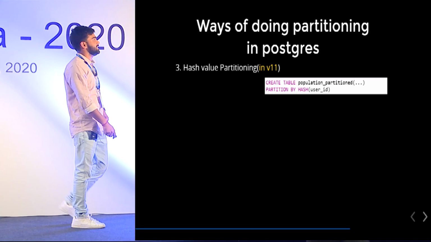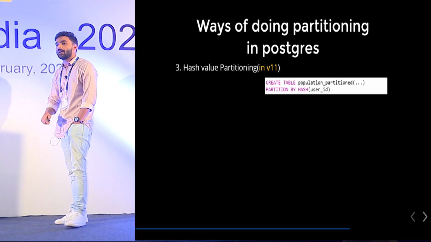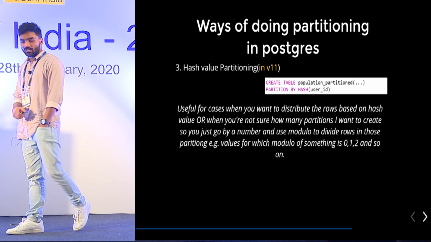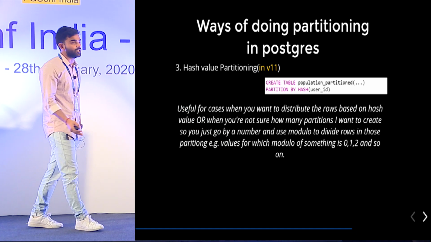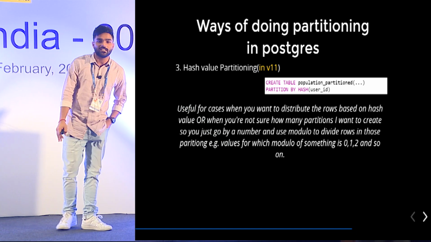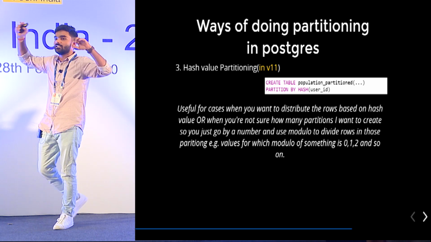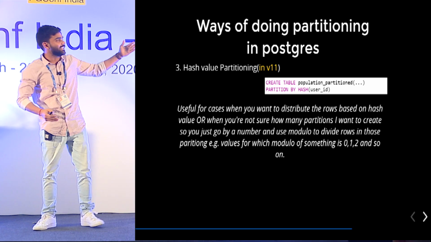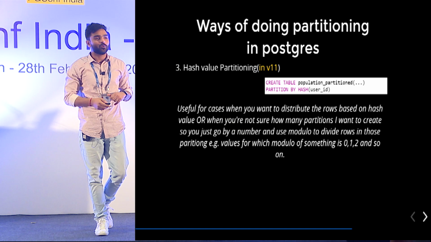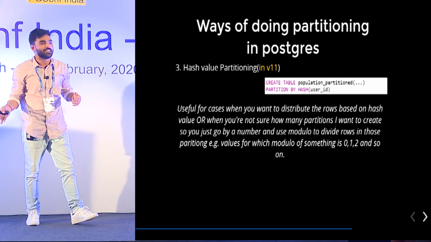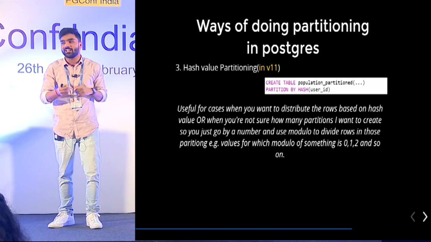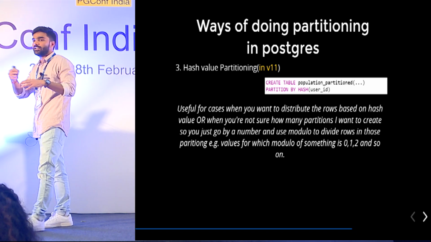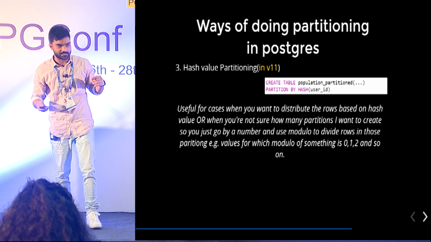Third and the most interesting is hash-based partitioning. Hash-based partitioning was introduced in Postgres 11. It is useful for the case where you do not have distinct values on which you can partition. So you just want to say, okay, I have a big table, I want to partition this into 4 tables, right? That is where hash-based partitioning comes in, where you can specify modulo-based partitioning. As I said, if you want 4 partitions, you specify modulo of 4. If you want to partition into 6 tables, you specify modulo of 6.